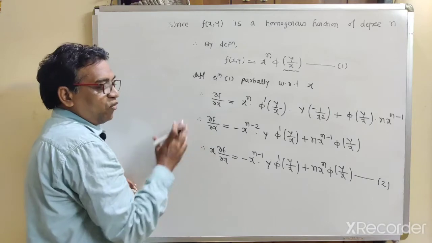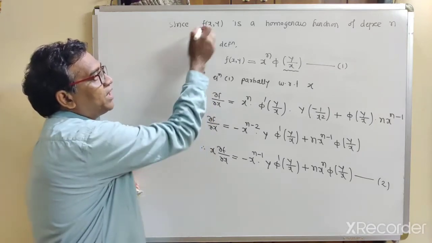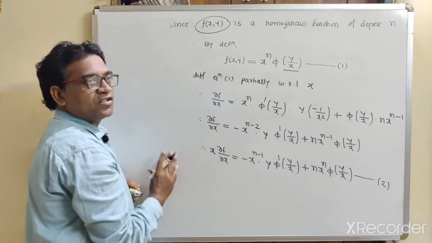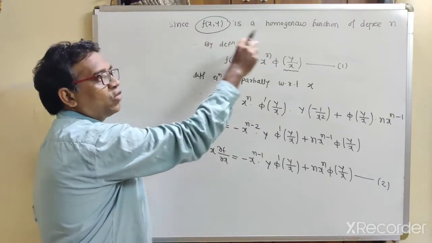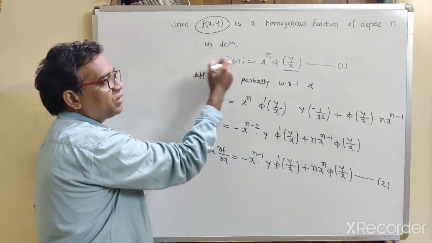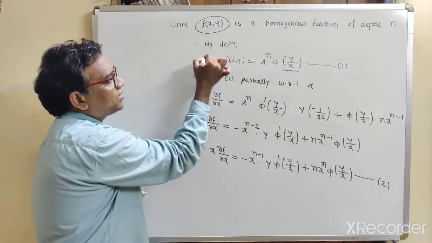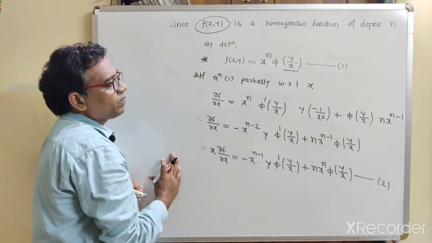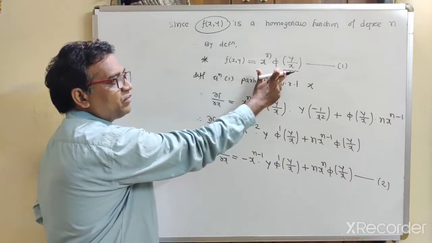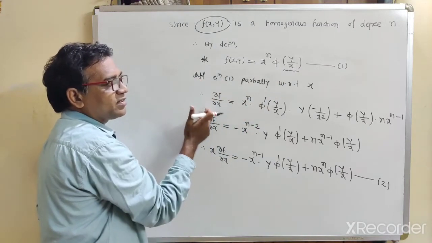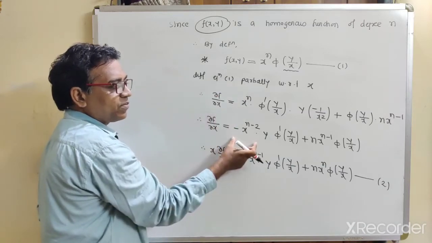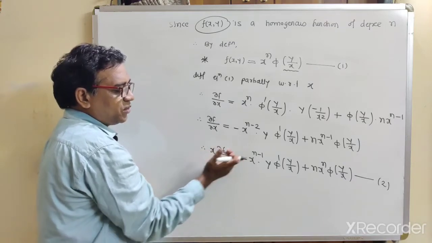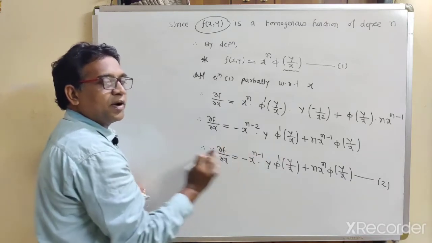Now see what are the steps. We are given function f(x, y) as a homogeneous function of degree n. This is the given condition. So f(x, y) being a homogeneous function of degree n means we can use the definition of homogeneous function. So what is the first step? Differentiating equation 1 partially with respect to x, that means we get this del f by del x. Multiplying throughout by x means we get this total term x into del f by del x. So this is our equation number 2.